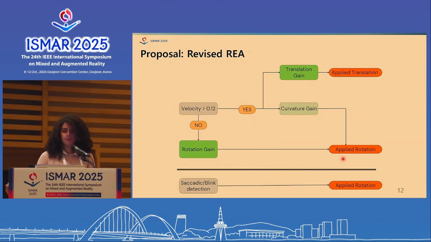So in our proposed method, we still utilize the same vector, the same potential function. However, we structured the revised reactive alignment in a way that divides responsibilities. So you have the rotation gain and the translation gain focused on fixing the alignment and angular alignment error, while the curvature gain is still dedicated to avoidance, to avoid collision. And in parallel, you have the saccadic and the blink detection running to induce further rotations and enhance the angular alignment even more.